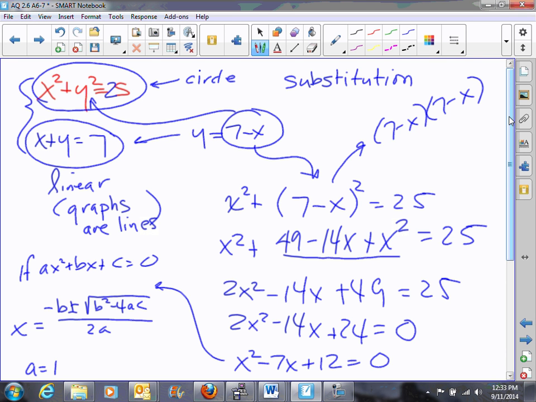Now, folks, if you have a system that has a linear equation, you should plug back in the linear equation to get the other values, because otherwise you may generate some values that aren't actually on the intersection of the two graphs. So we're going to use x plus y equals 7 to get the other values.